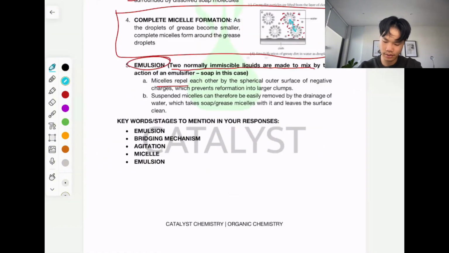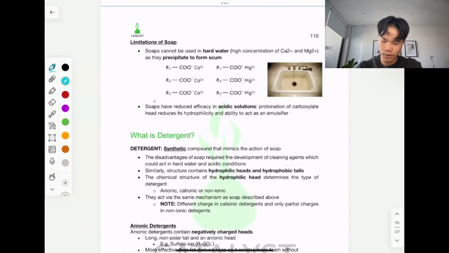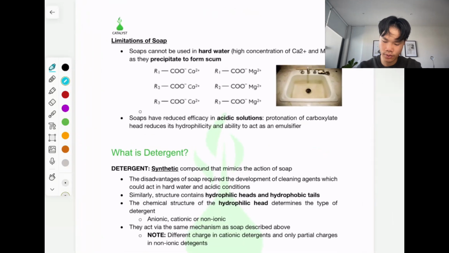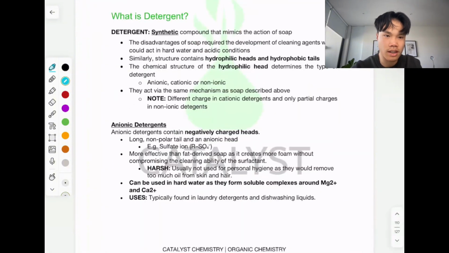Okay. You have a few limitations of soap. You can't use it in hard water because it makes scum, and in acidic solutions it also slightly decreases its effect, but it's not as important as the hard water limitation.